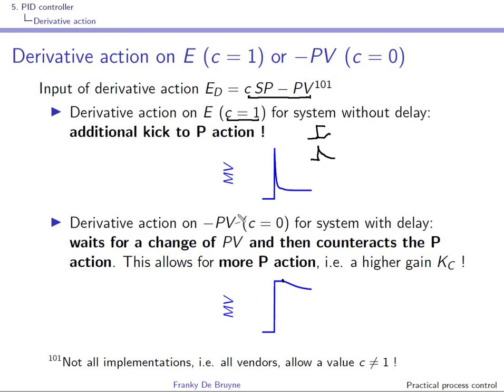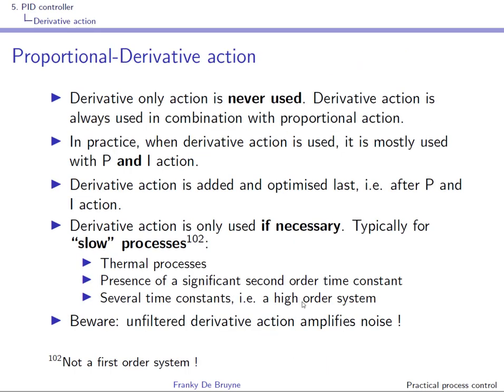Because the derivative action on PV is with a minus sign, and the derivative action on SP is with a plus sign. Derivative action only is never used. It is always used in combination with proportional action, and in most cases in combination with proportional and integral action. The derivative action is added and optimized last, so after proportional and integral action.